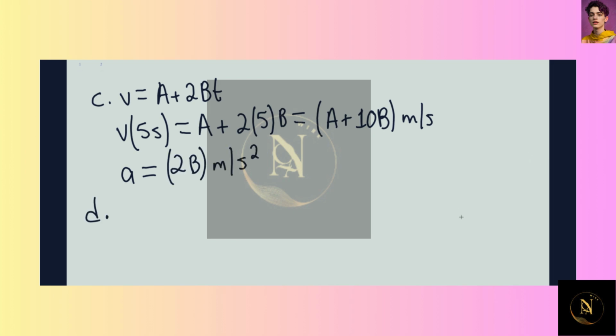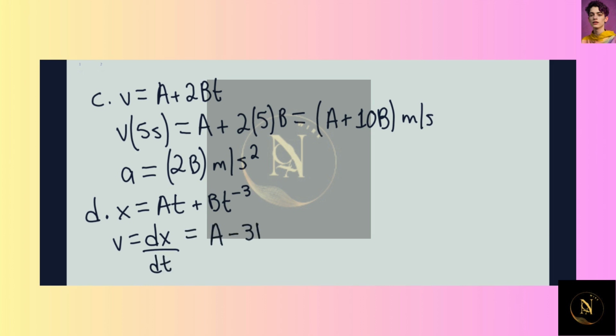And finally, for part D, they want us to find the velocity function. We know the position function is AT plus BT to the negative third power. Therefore, the velocity function will be the first derivative of the position function. So this would be equal to A minus 3B times T to the negative fourth power. That is the end of the solution.